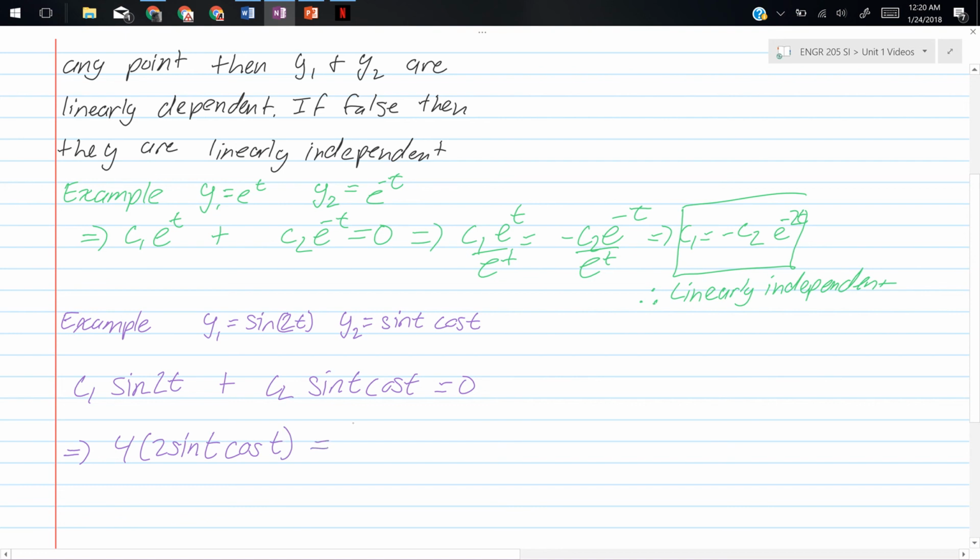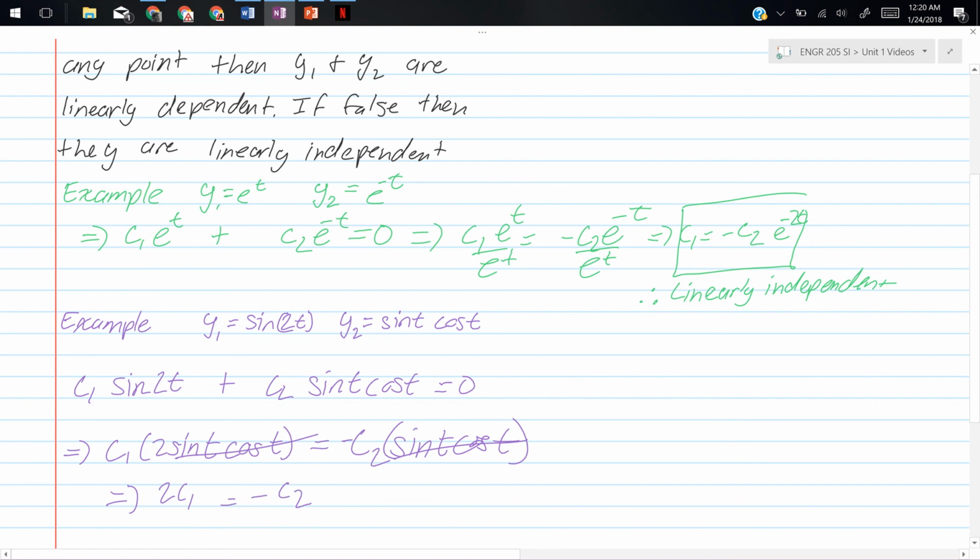So I'm going to subtract over the c2 term, negative c2 sine t cosine t. So now I'm able to cancel out sine t cosine t for both sides. And this implies that I think I lost c1. I think I somehow lost c1 here. I wrote c1, but it looked like a 4. That's what threw me off. Okay, so anyways, we have 2c1 equal to negative c2.